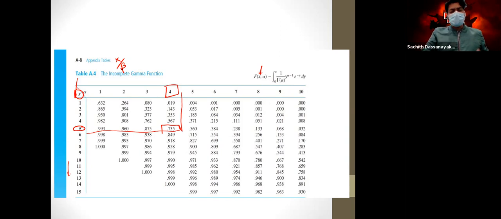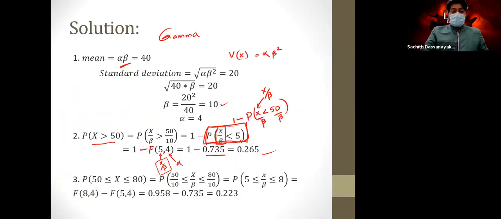Most of the time, you will be able to manage the x values and alpha values. We always try to stick with this range: alpha up to 10 and x values up to 15. So don't worry about that. The last one is within this range, 50 less than or equal to x less than or equal to 80, right? Again, you have to transform it to this form.